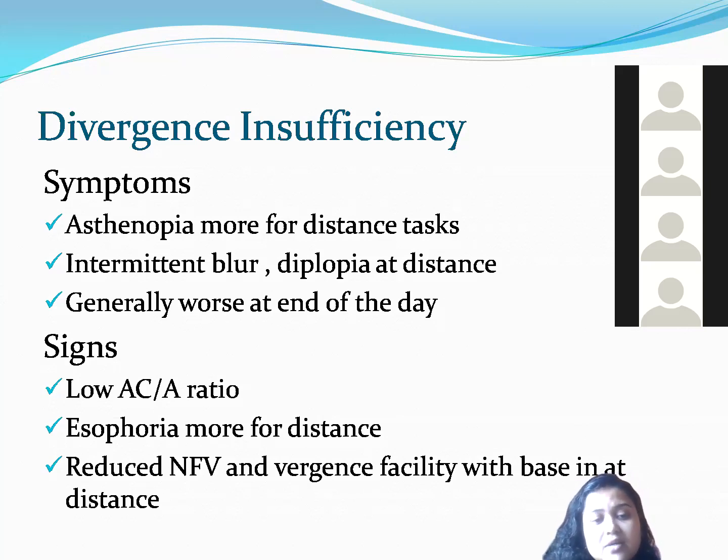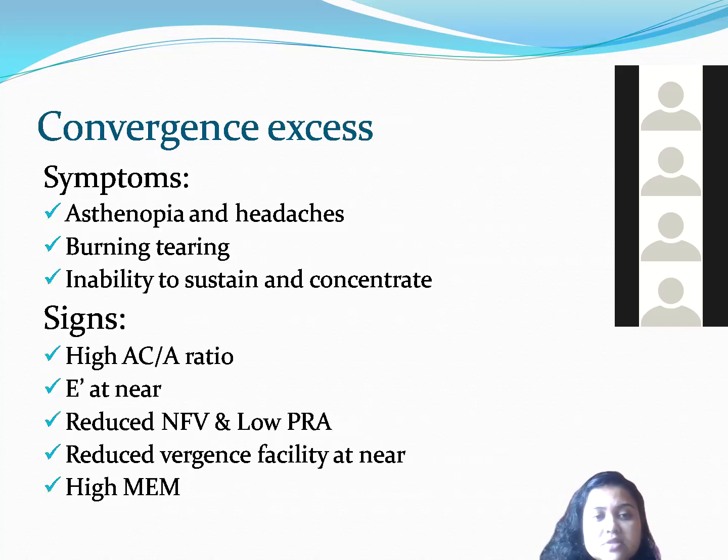We'll also get reduced negative fusional vergence and vergence facility with base-in prism at distance. So base-in prisms are what we use for measuring the negative fusional vergence. Base-in for near is normal, we can get it normal, but base-in for distance will give a reduced value in case of divergence insufficiency. So these are the signs of divergence insufficiency.